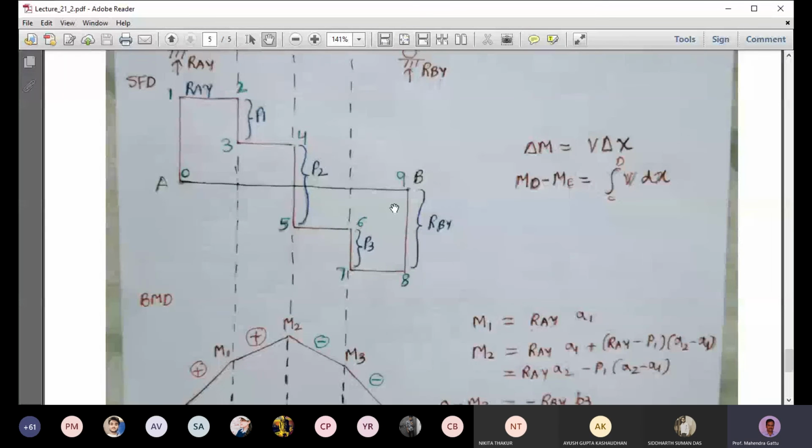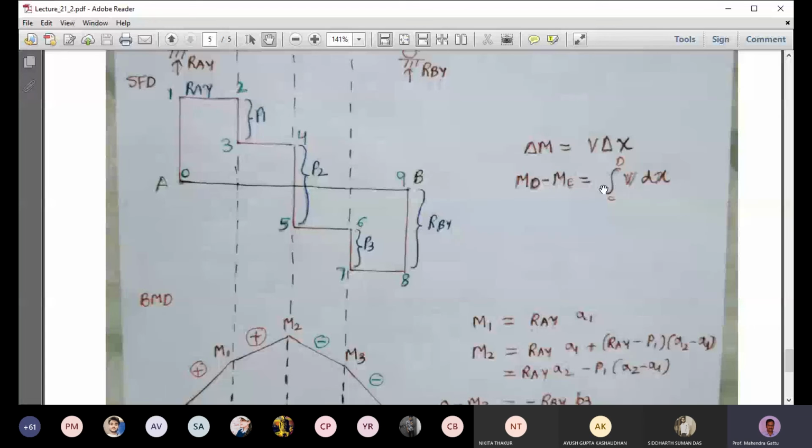So we have drawn the shear force diagram. Now what we want to draw is the bending moment diagram. So we know the relation between bending moment and shear force. What is the relation? The change in bending moment is equal to V dx. That means between two sections, the change in bending moment is equal to the area under the shear force diagram.